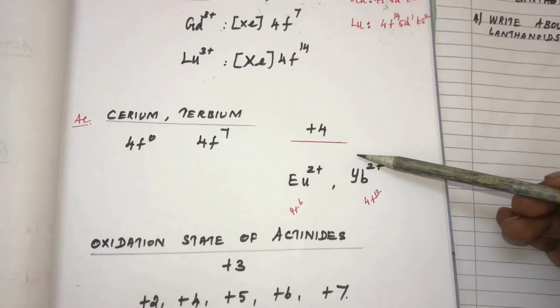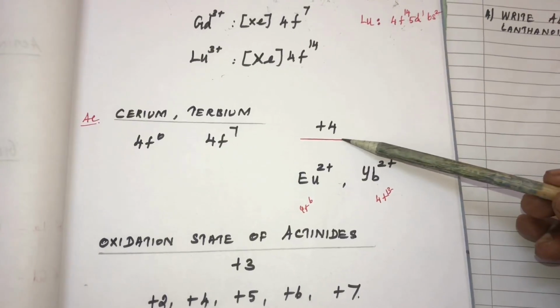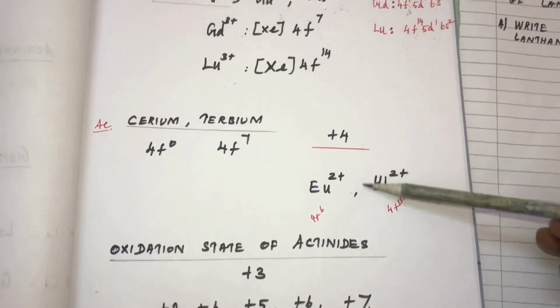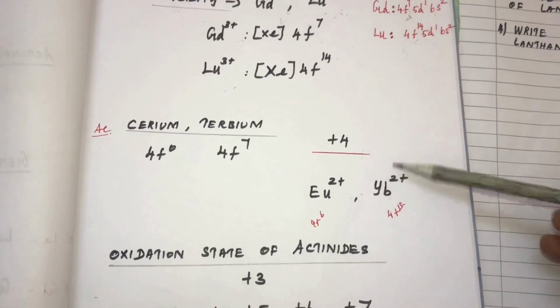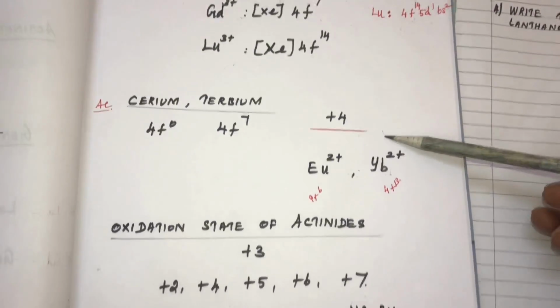In lanthanides, for cerium and ytterbium, the +4 oxidation state is found to be more stable as it is close to the half-filled and fully filled stable configurations.